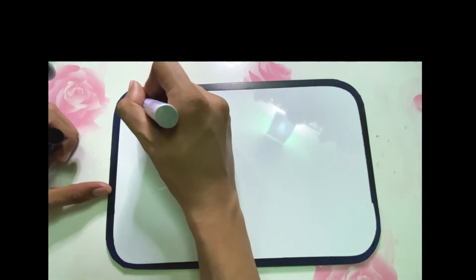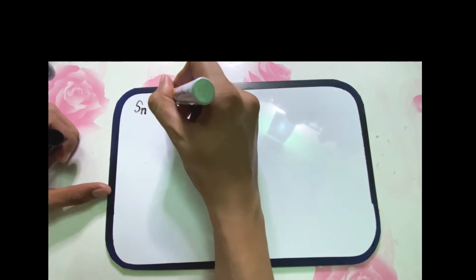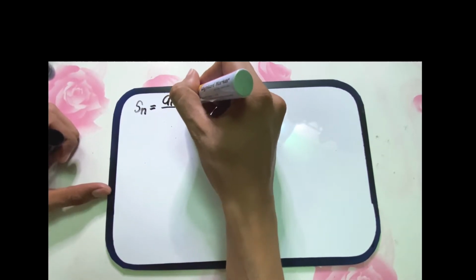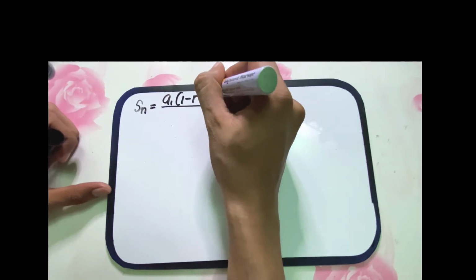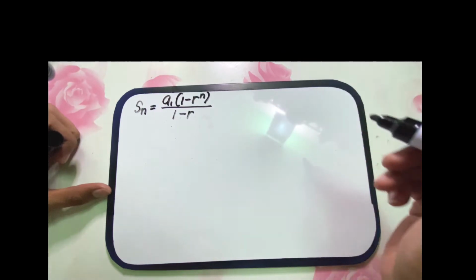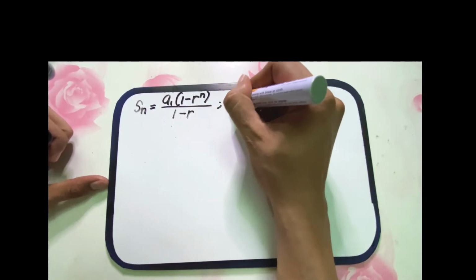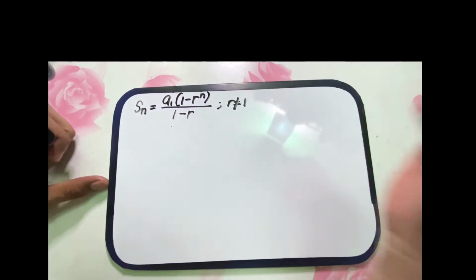This time, we will have the sum of a geometric sequence. So let's go directly to our first case or first formula. We have S sub n is equal to a sub 1 multiplied by the quantity of 1 minus r raised to n, all over 1 minus r.